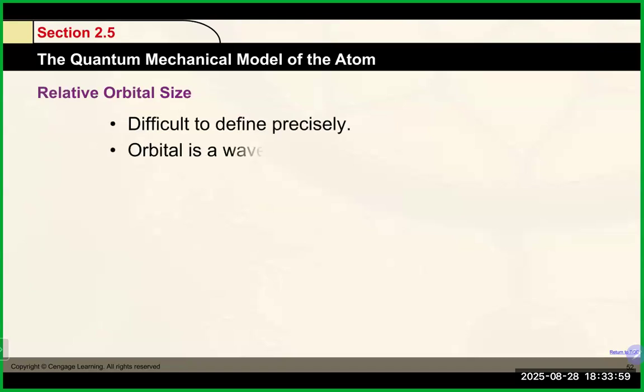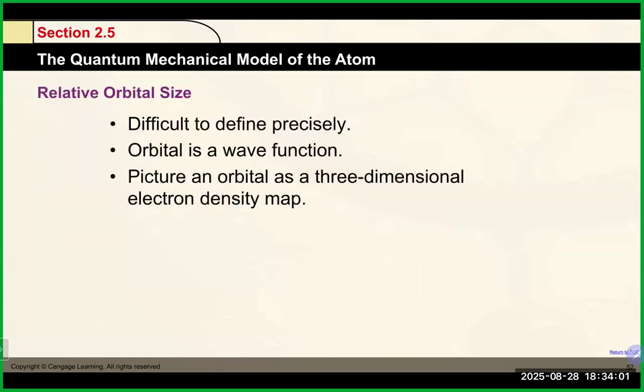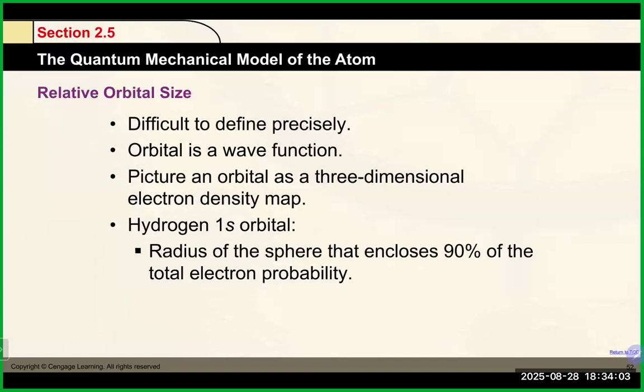So we talk about orbitals, and they are difficult to define precisely, but an orbital is a wave function. We do picture orbitals in three dimensions as an electron density map. You may be familiar with orbitals, and we're going to talk about them here, like you did with electron configuration. There are s orbitals, p orbitals, d orbitals, and f orbitals.